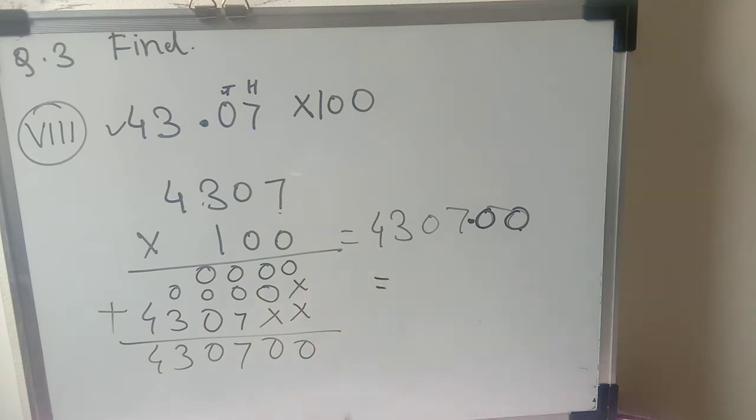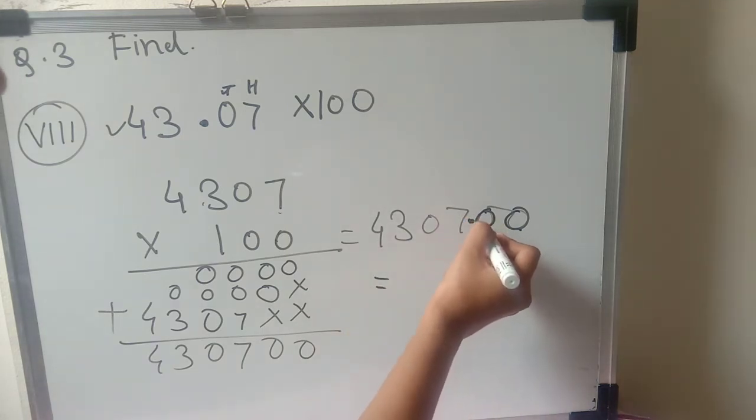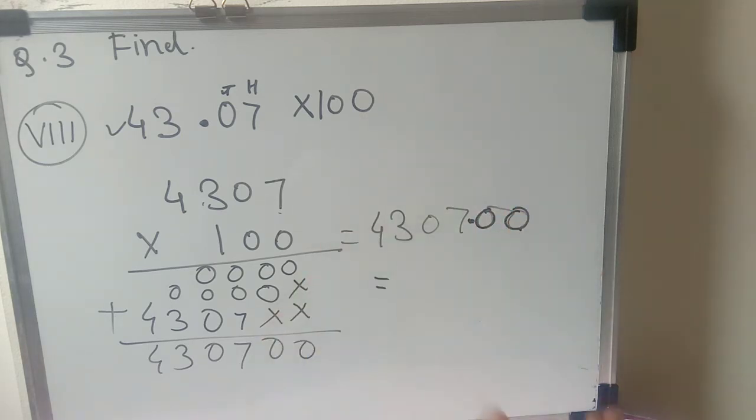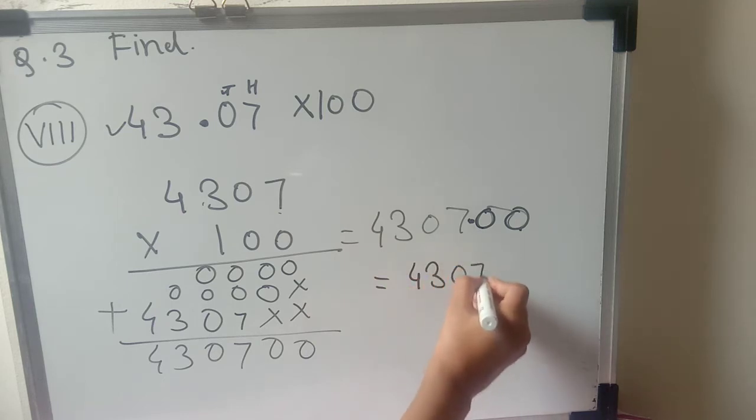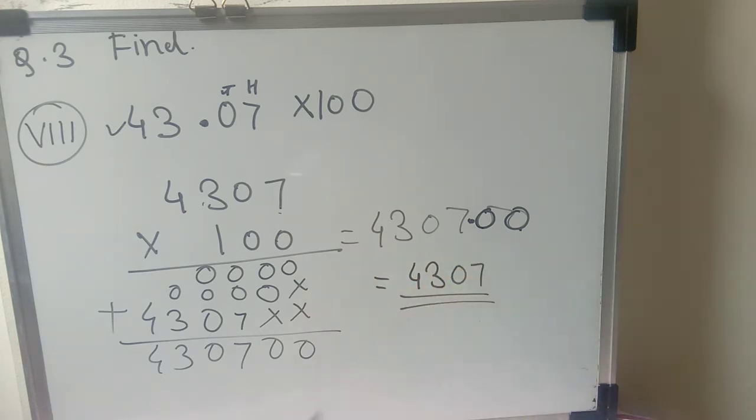Okay, as I told you before, after the decimal, if the 10th place and 100th place are 0, there is no need to write them. You can write 4307. Okay, you can write this number also. Okay, this is also correct, this is also correct.